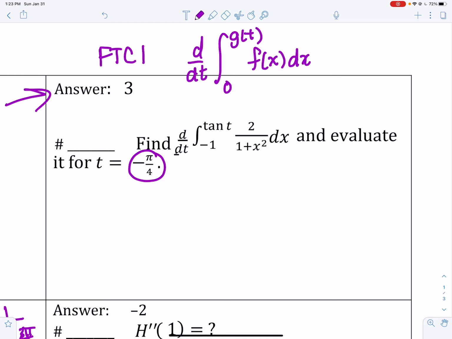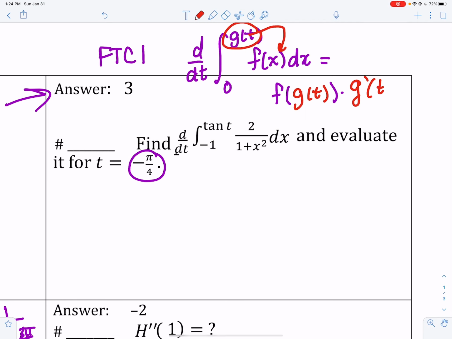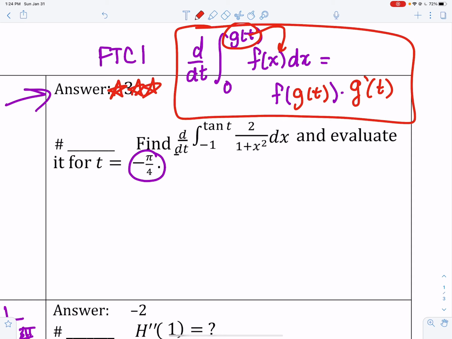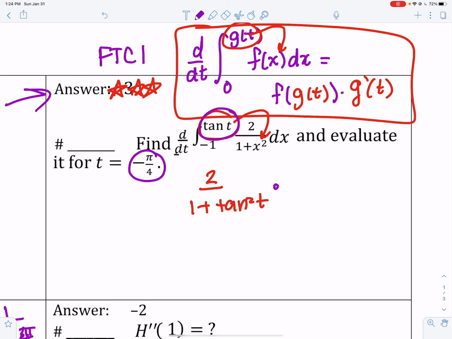Okay, so same thing. You're going to plug in what's up here. But because you have a function, you have to multiply times the chain rule, times the derivative of g. This is what's important. This is what I'm worried about. So same thing here. We're going to plug in what's up there, and we're going to multiply times the derivative of tangent, which is secant squared.